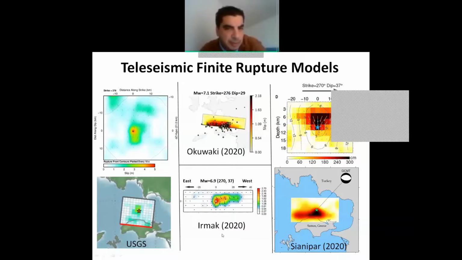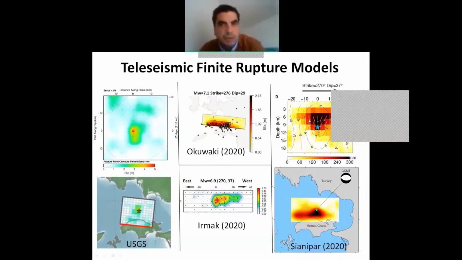Serkan Irmak, in the below picture, you have a finite fault. You can see it's around 30 to 40 kilometers long, and they were similarly using the CMT's strike and dip, and this one is also a similar one.